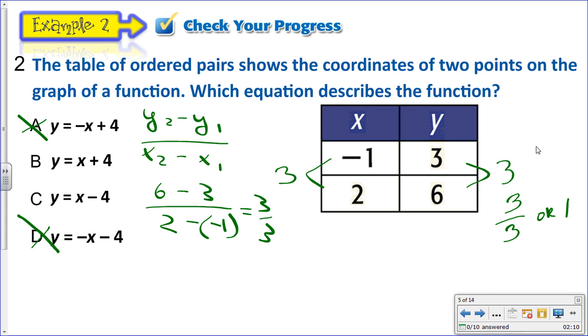I'll let you guys work it from there. I'm giving you quite a bit, so you can finish it.